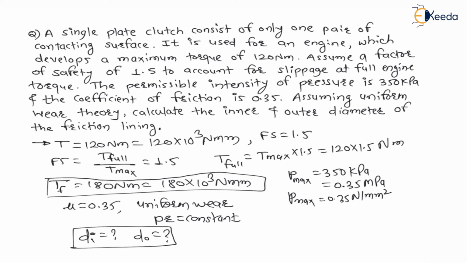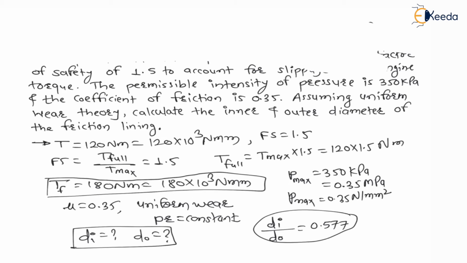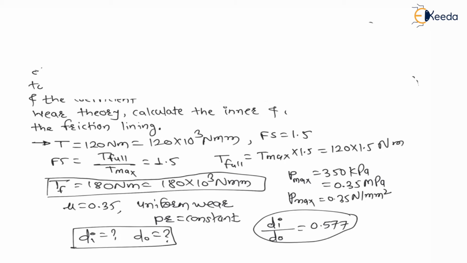Therefore the relation between inner diameter and outer diameter must be known, and in the question the relation is given: inside diameter divided by outside diameter is equal to 0.577. This relation is given, but in the question here I have not mentioned this relation. You mention this in the question, that the ratio of inside diameter and outside diameter is given as 0.577. And let us solve this question. Now we are going to solve this question with the help of uniform wear theory.